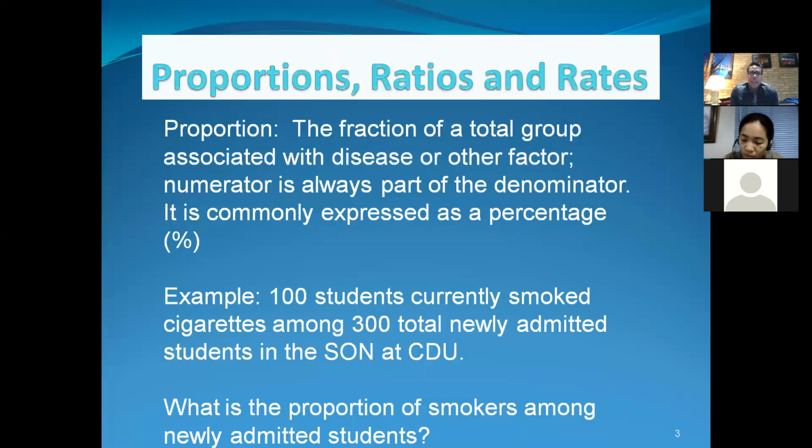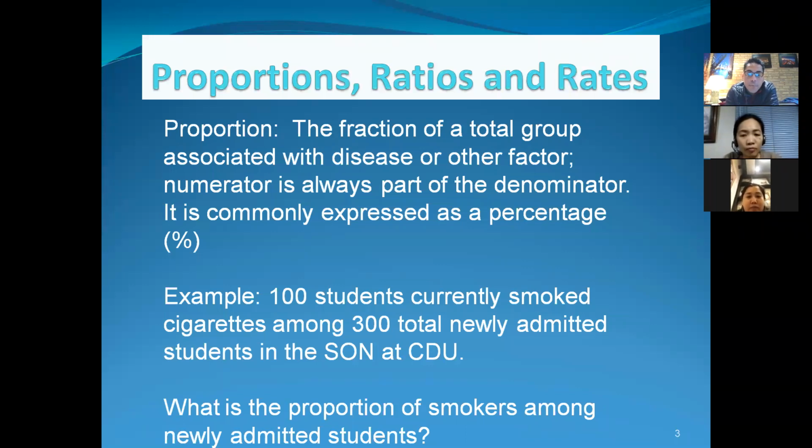So back to the basics, just the definition. What is proportion? It is the fraction of a total group associated with disease or other factors. In proportion, the numerator is always part of the denominator, and it is commonly expressed as a percentage. So let's do a quick example. Put your answers on the chat.